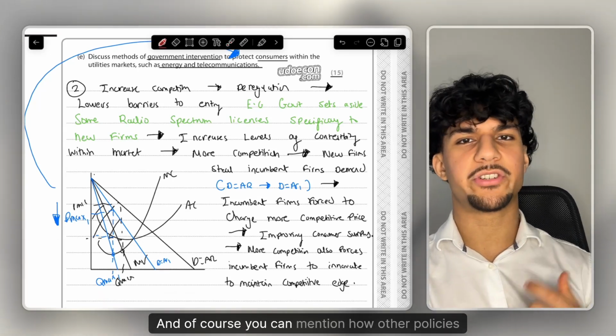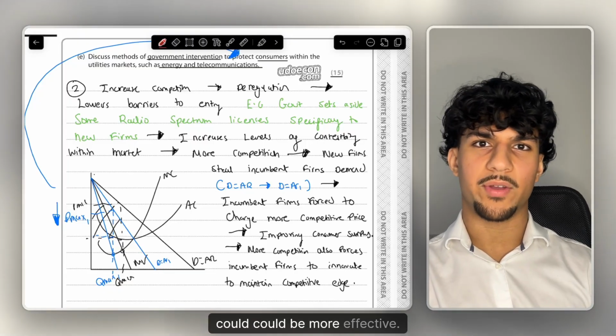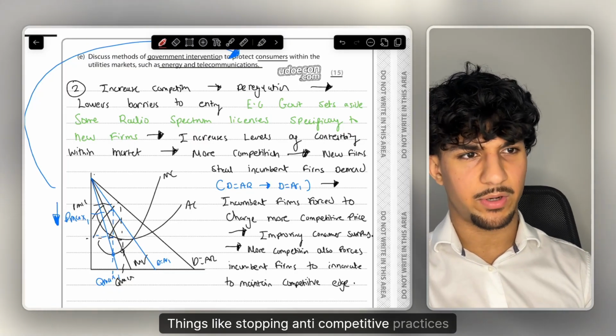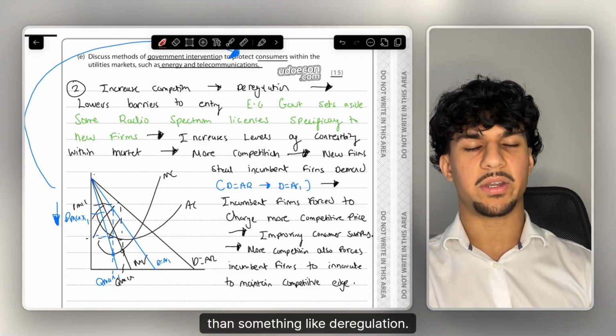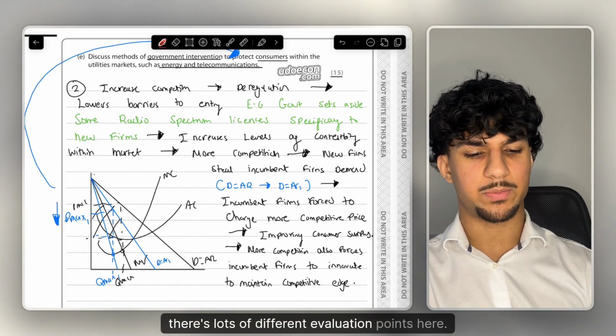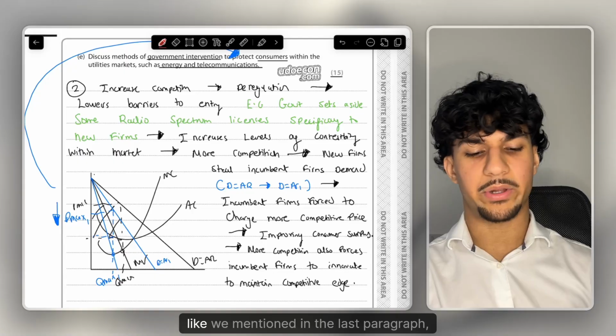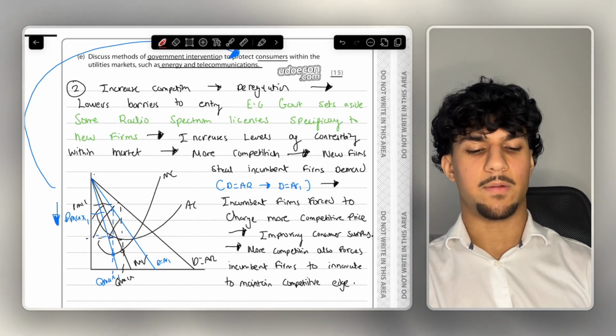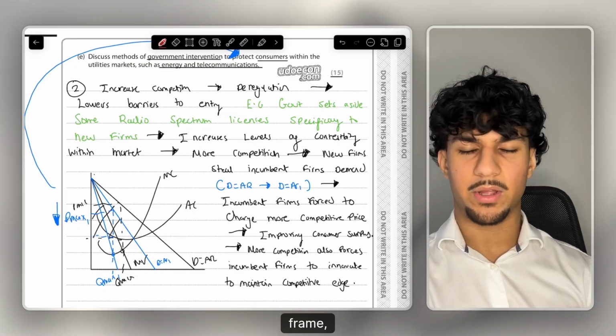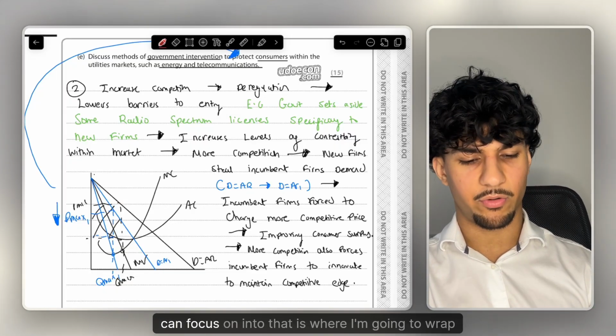And of course, you can mention how other policies could be more effective. Things like stopping anti-competitive practices, or demerger policy, could work better than something like deregulation. But yeah, there's lots of different evaluation points here. Even things like we mentioned in the last paragraph: government failure, the degree of government failure, short run versus long run, think about the time frame. Lots of different evaluation points here that you can focus in on.